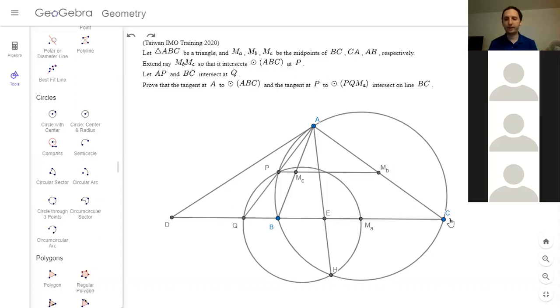So once we know that D, B, E, and C are in harmonic conjugation, there's a theorem that says that DB times DC is DE times DMA, and DB times DC is DA squared. So we have DA squared is DE times DMA. And we want to show that DP squared is DQ times DMA. All right, so let's see. So DA squared over DP squared.